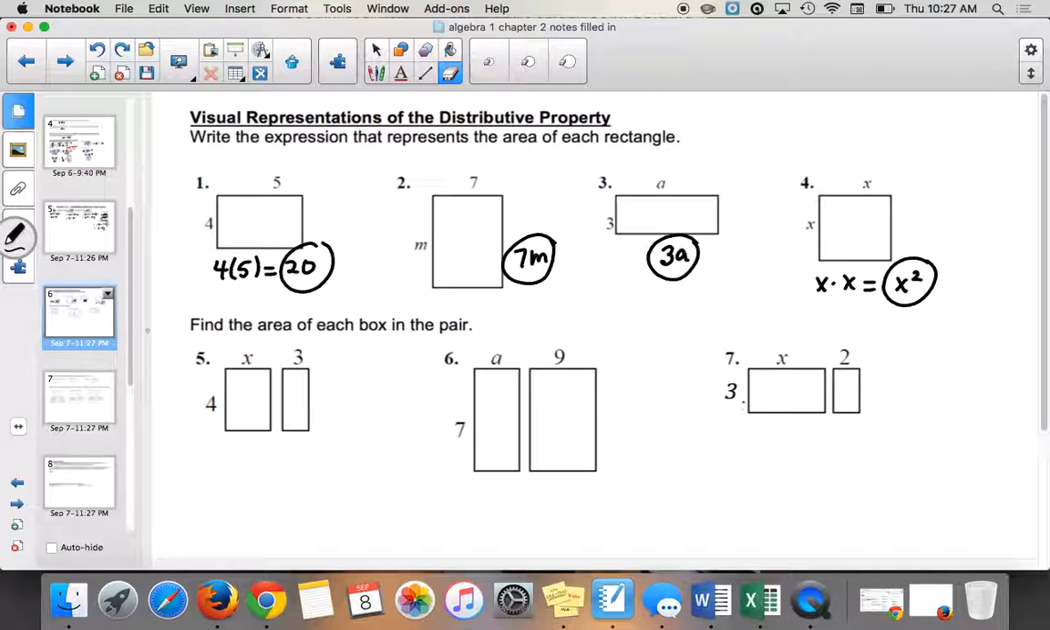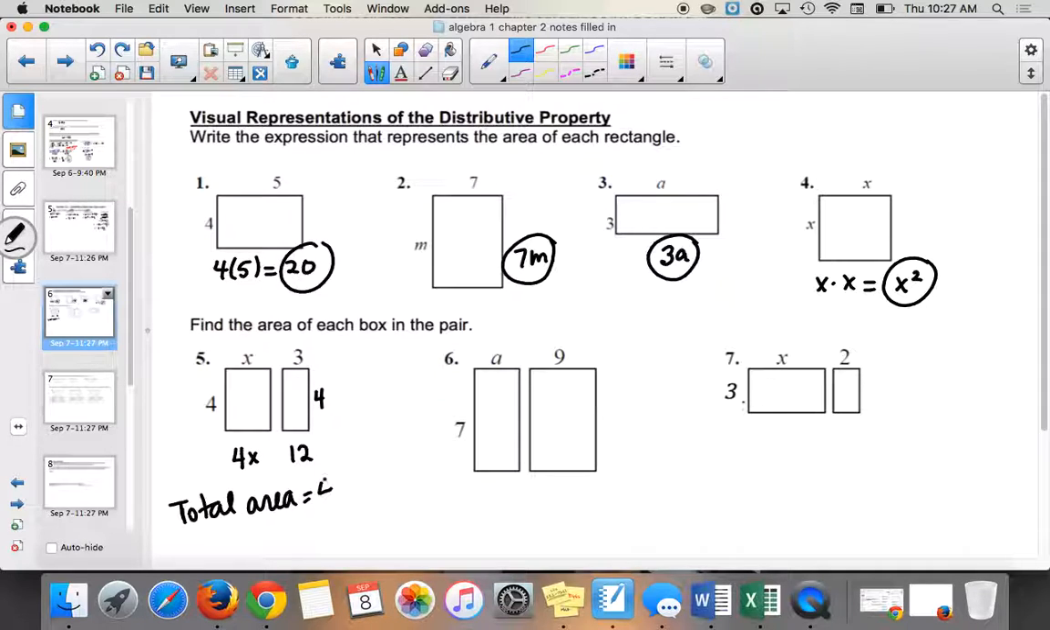All right, so find the area of each box in the pair. If we find both of these, then I'm going to have 4x, and this one is also going to be a length of 4. It's the same distance. So 4 times 3 is going to be 12. So the total area would be 4x plus 12. Same thing here. This would be 7a, and then this one, you can put the 7 right there. It'd be 63. So our total area is 7a plus 63. And then the next one is going to be 3x, and 2 times 3 is 6. So we get 3x plus 6.